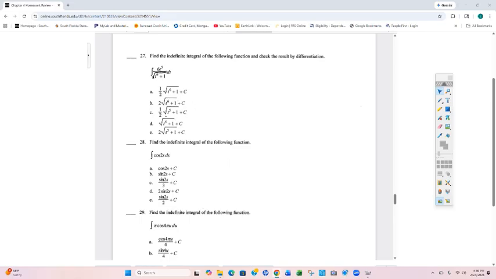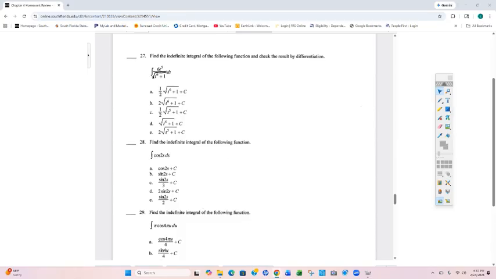C, 1/2 times, and then a radical. Underneath the radical, it's square root of t to the 5th plus 1, with a plus c on the end. D, square root of t to the 6 plus 1, that's all under the radical, with a plus c on the end. E, 2 times square root of t to the 5th plus 1, all under the radical, with a plus c on the end. Correct answer number 27 is B.